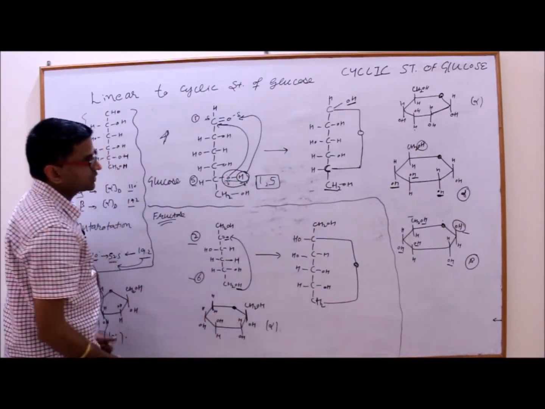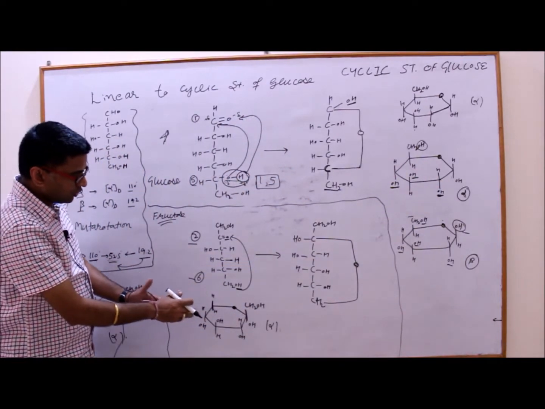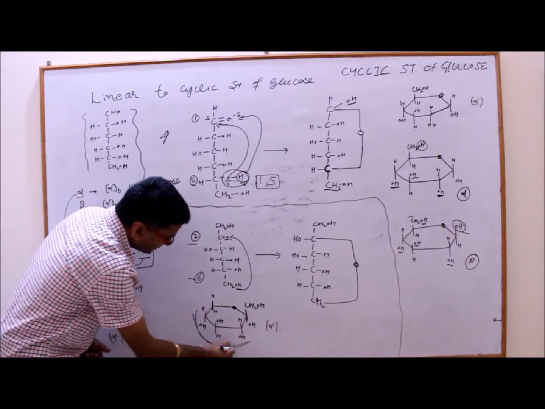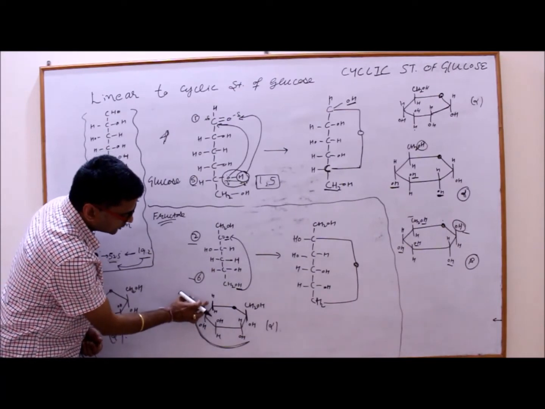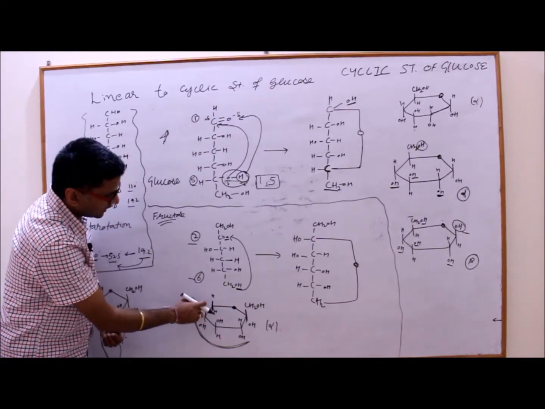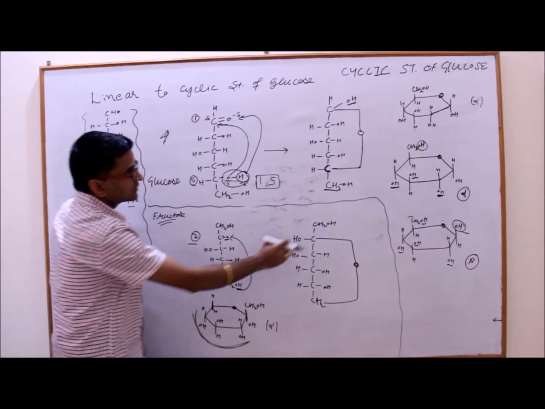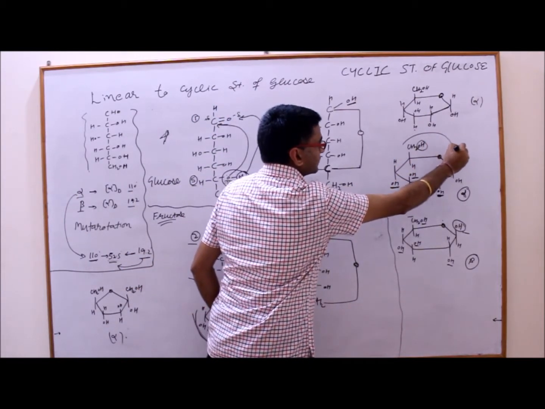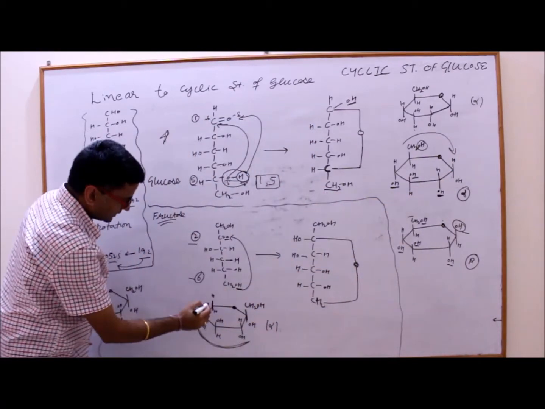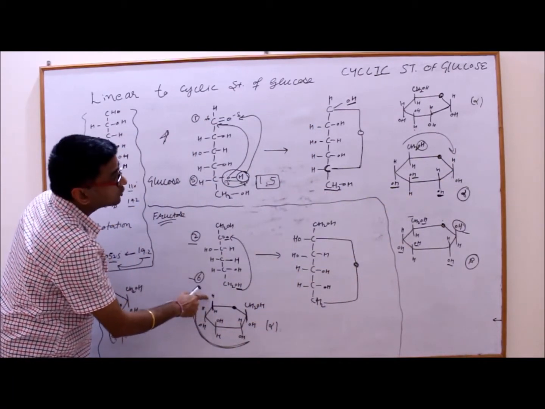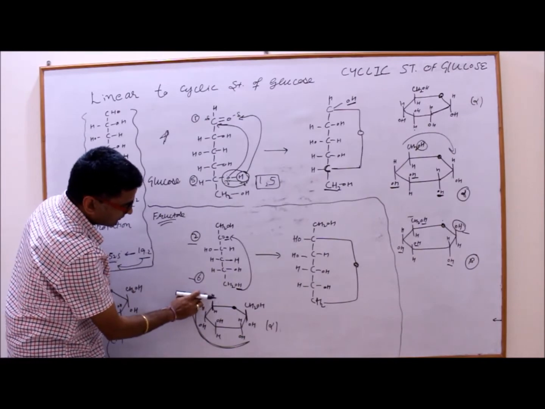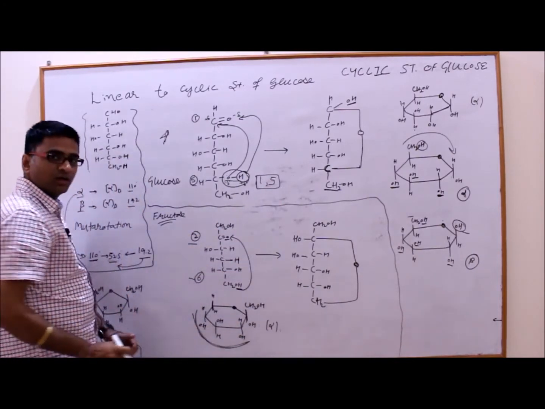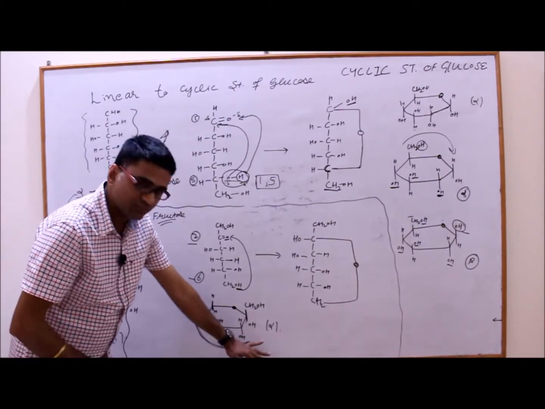Compared to H we have CH2OH. So in other words, all these positions remain the same. Only this is changed here. In other words you can remember this CH2OH group from here has gone to here. This CH2OH group which was here in glucose moved and went there. So this structure becomes your fructose form, which is the alpha form.